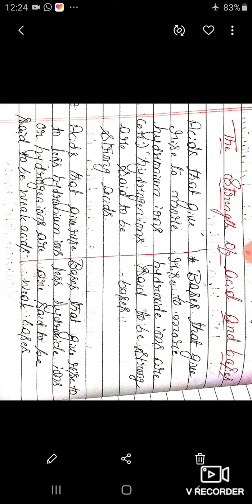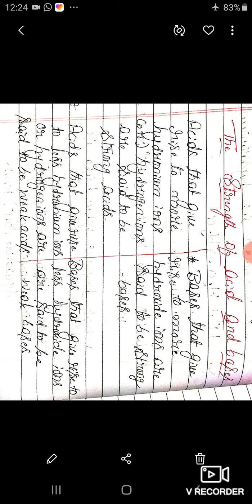Universal indicator is a mixture of several indicators. It shows different colors at different concentrations of H+ ions in the solution. Here is a very important question: what is a universal indicator? It is a mixture of several indicators that shows different colors at different concentrations of H+ ions in the solution.